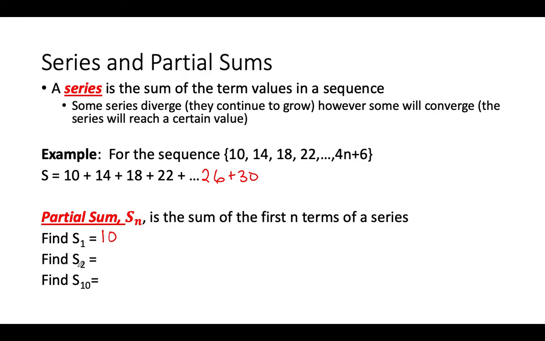No tricks there. Find S sub 2. This tells me I'm going to add up the first two terms of this series. And so that's 10 plus 14, and I get 24. So that's the sum of the first two terms. And find S sub 10. This tells me that we're going to add up the first 10 terms of this series.